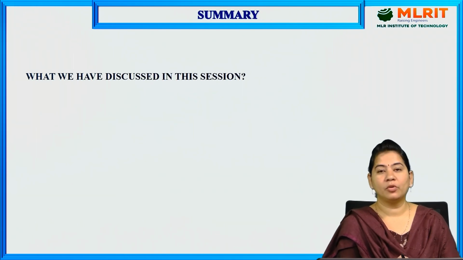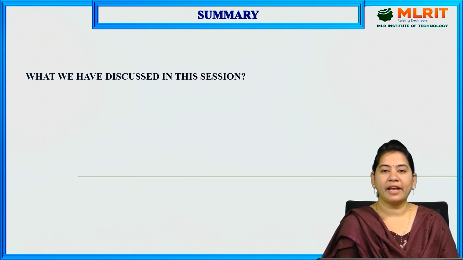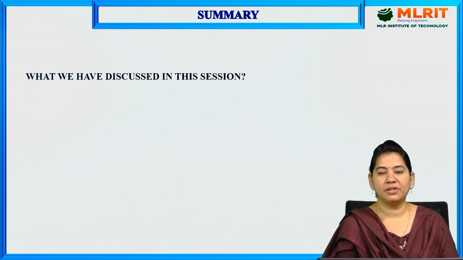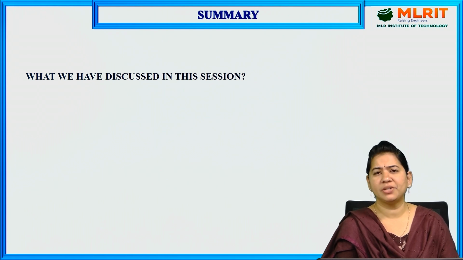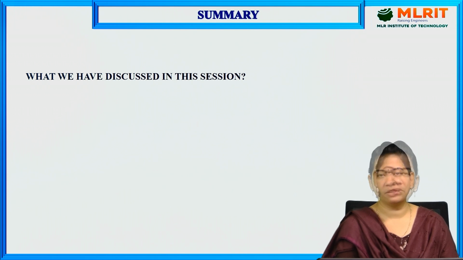So that's all about today's session. Today we have discussed the types of relations like universal relation, composite relation, complementary relation, and compatibility relation. So we have discussed the types of relations and how to represent them. That's all about today's session. Thank you.